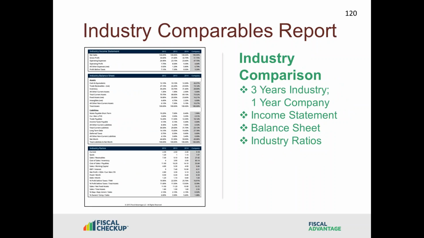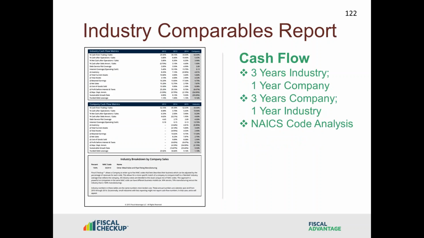The next page is what most people think of when they imagine an industry comparables report. This page contains data on about 40 income statement, balance sheet, and industry ratios, with the industry data for the past 3 years compared to the last year of the company. This page is identical to the previous page, but instead it has 3 years of the company and only the latest year for the industry.